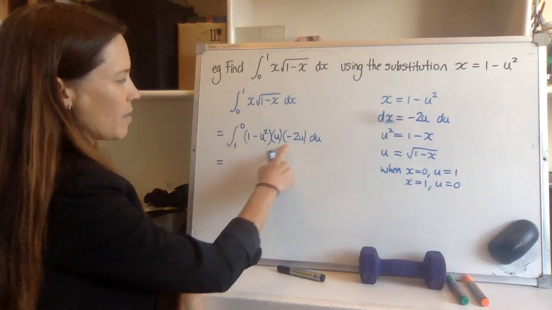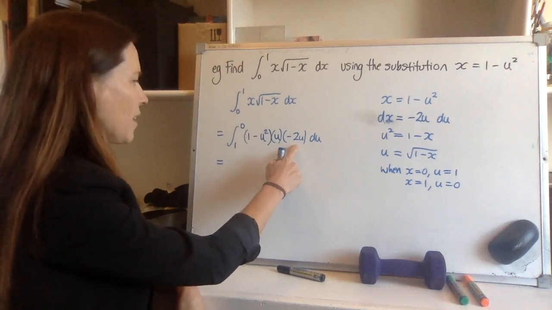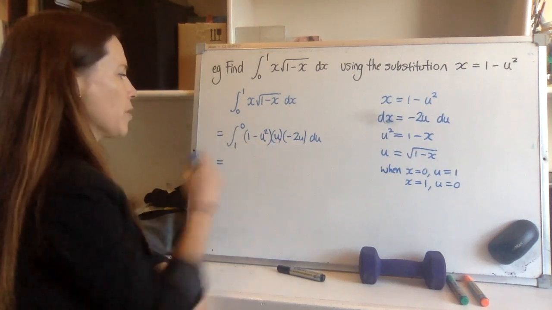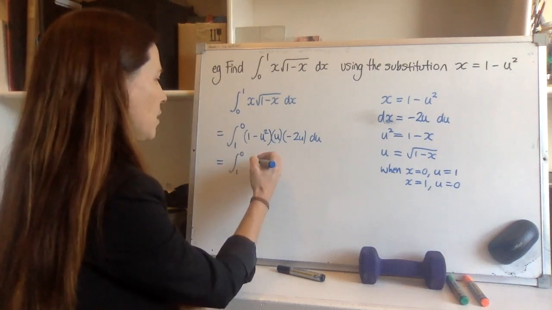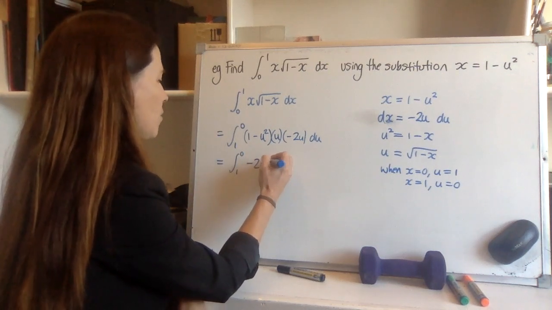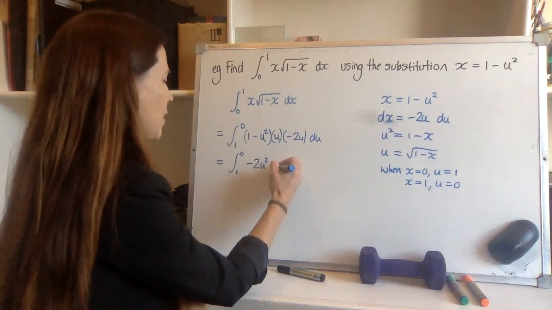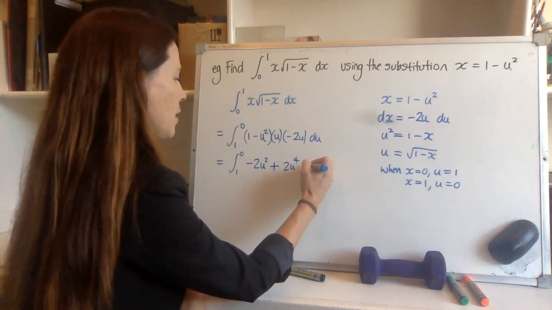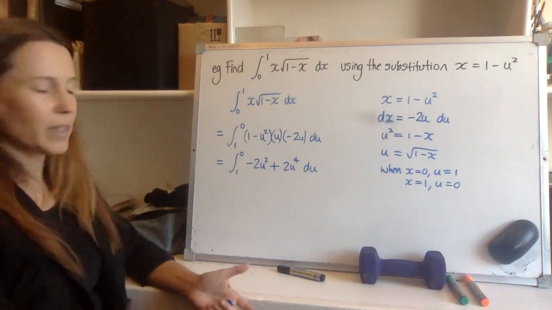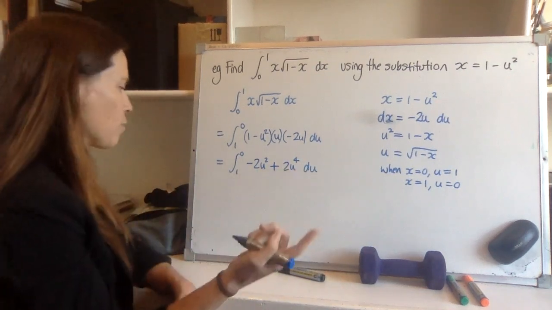Here I can see this is minus 2u squared, and I need to multiply that by both of the terms in here. So I'm going to get minus 2u squared when I multiply it by the 1, and then I'm going to get plus 2u to the 4, and then du. Now I'm ready to integrate because I've got two nice simple terms.